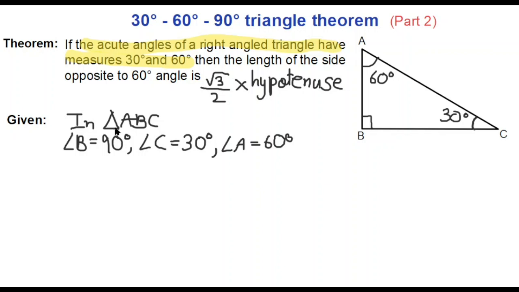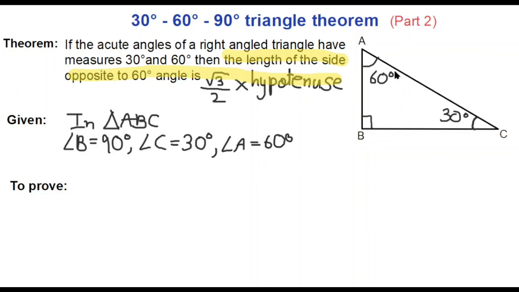So the given is: in triangle ABC, angle B is 90°, angle C is 30° here, and angle A is 60°. Okay, we have drawn this figure and we have to write this. This is the given. Now next we have to write what to prove. See here, from the statement, whatever part is there after that, we have to prove. Then the length of the side opposite to the 60° angle is root 3 upon 2 into hypotenuse. This part we have to prove.